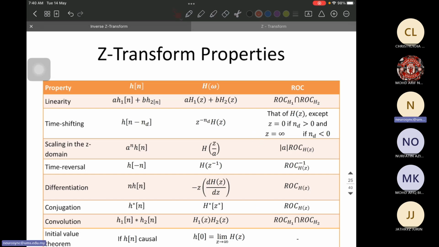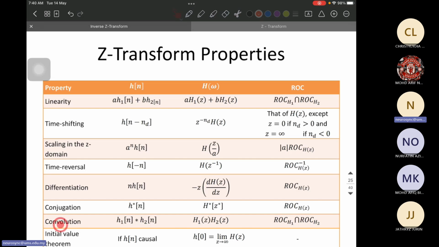Then the conjugate we represent with this star. So h star n is basically the conjugate of h of n. Okay, so for h of n we have H of z. For h conjugate of n, in the z domain it is H conjugate of z conjugate. Okay, and the ROC will be the same as for H of z.